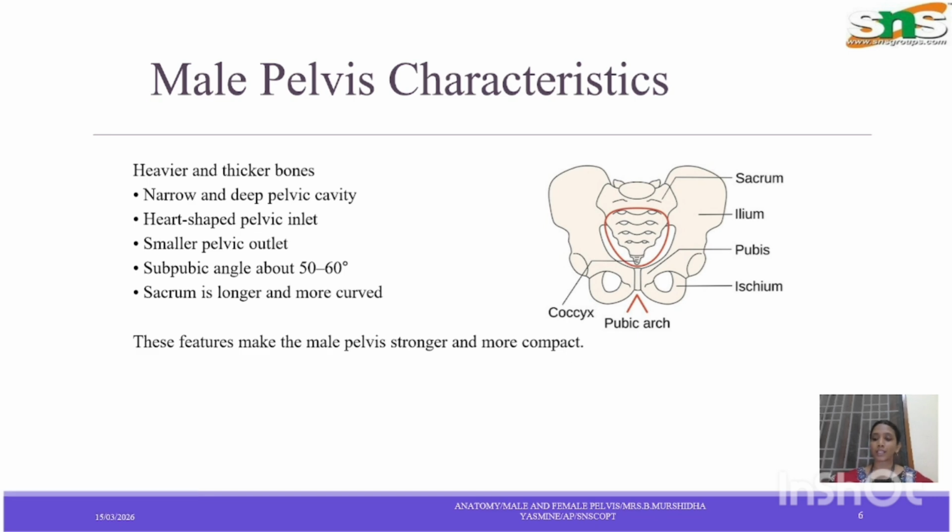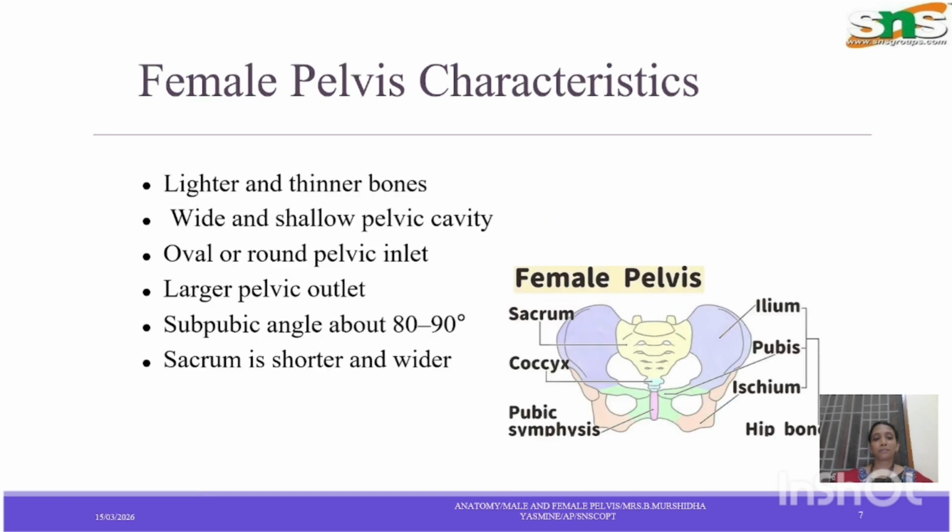Let's see the female pelvis characteristics. The female pelvis is a lighter and thinner bone, and it has a comparatively wider and shallower pelvic cavity. An oval and round pelvic inlet is formed when you draw an imaginary line. The pelvic outlet is larger compared to the male, hence it has significance in childbirth. The subpubic angle is about 80 to 90 degrees, and the sacrum is shorter and wider. These marked features differentiate the female pelvis from the male pelvis.